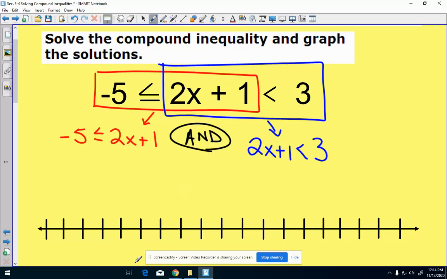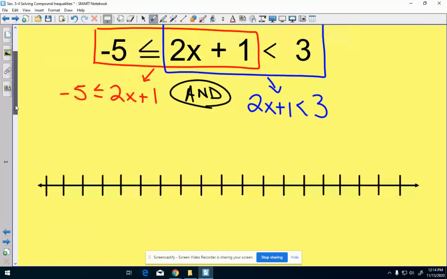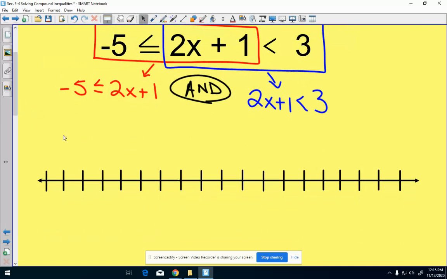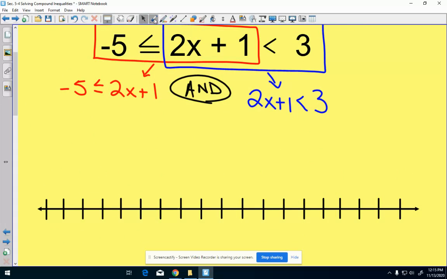So at this point, I'm going to do what? I'm going to solve them. So take a minute, maybe 2 minutes, and solve them. What's it going to look like if I solve them? Because they shared the variable, we're going to solve them the same way. We'll end up moving the same parts in both of them.